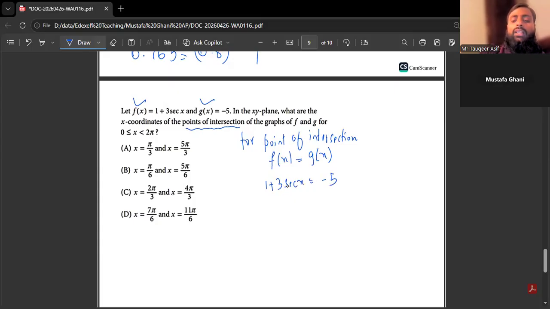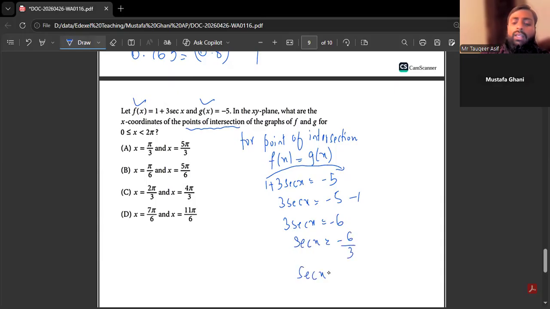Now, can we make x the subject, but we have to work it properly. First of all, shift this 1 to the right hand side. We get 3 secant x equals minus 5 minus 1, that's going to be 3 secant x equals minus 6, right? And then this minus 6 by 3, and what we got finally is minus 2. So secant x equals minus 2.